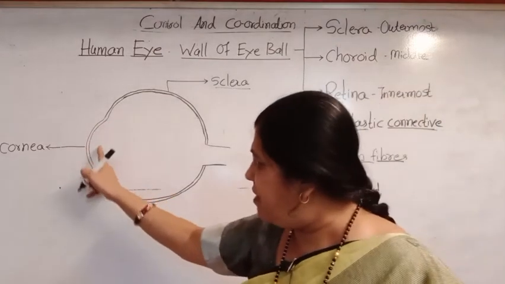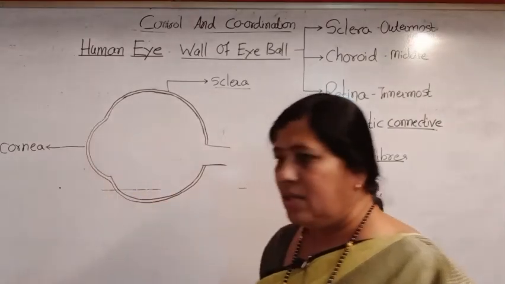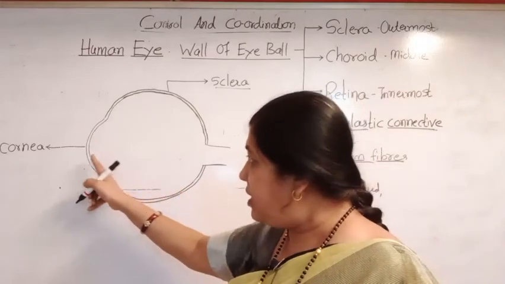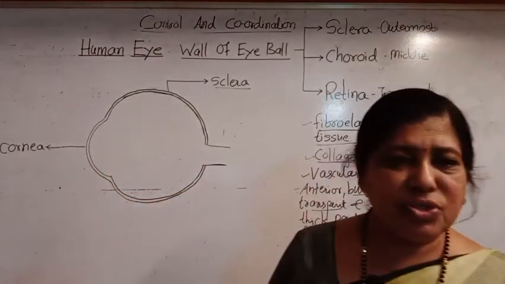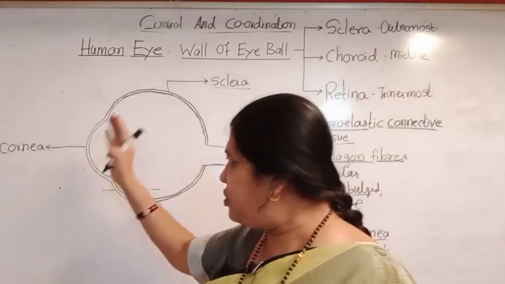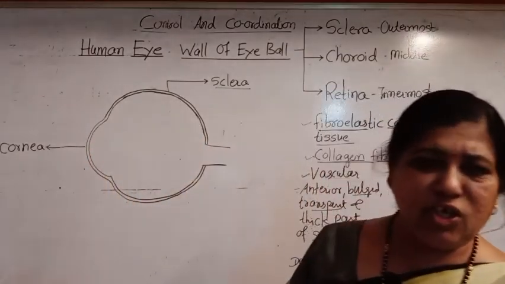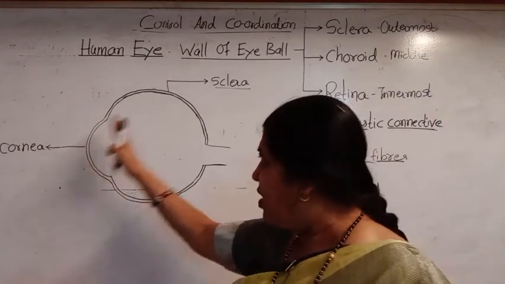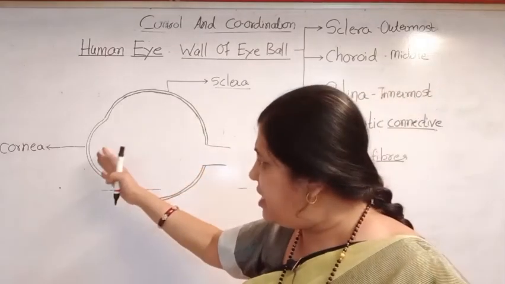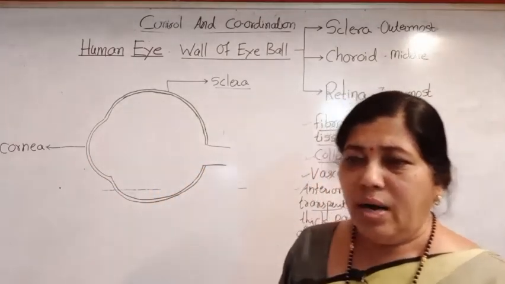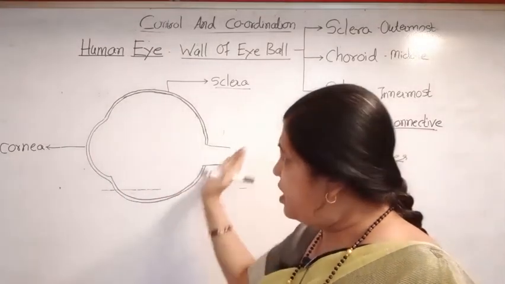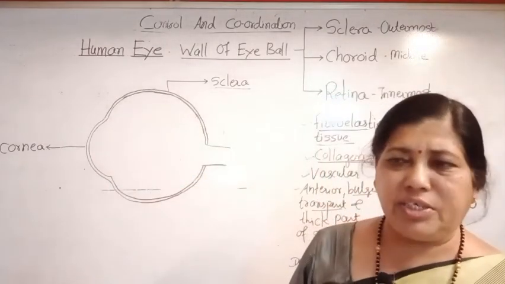It lacks blood vessels. Here blood vessels are absent. That's why it is transparent. It is also bulged. Why is it bulged and why is it transparent? It is bulged and transparent for focusing of light on the retina, because the innermost layer of the eyeball is the retina.